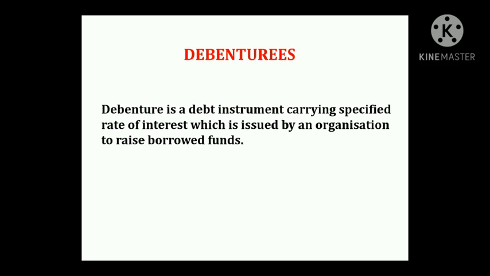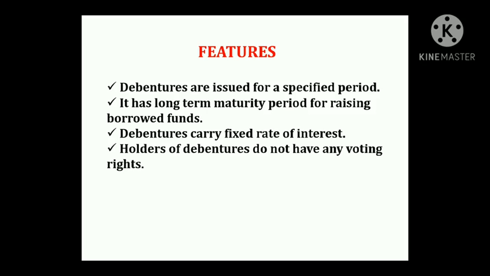Then let's discuss the main features of debentures. The first one is debentures are issued for a specified period and it has a long-term maturity period for raising borrowed funds. Therefore, these provide funds to companies on a long-term basis. And debentures carry fixed rate of interest. This rate is prescribed at the time of issue of debentures. So, the debenture holders are paid a fixed stated amount of interest at specified intervals, say 6 months or 1 year. And the last important feature is holders of debentures do not have any voting rights. So, they do not interfere in the day-to-day management of the business. So, these are the main features of debentures.